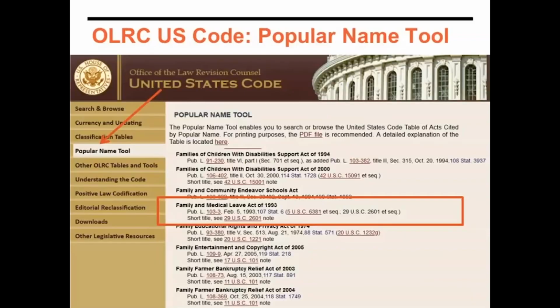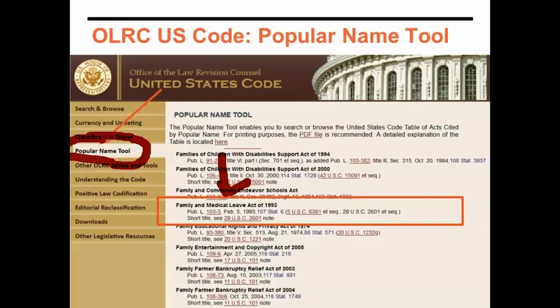So based on our knowledge of the popular name of the law, one option is to use the popular name tool or the popular name table in the print edition. This slide shows you what the results would look like if we use the popular name tool online on the Office of the Law Revision Council's website to look up the law called the Family and Medical Leave Act. It brought us to an entry, and I know it's a little small, but let me explain that.